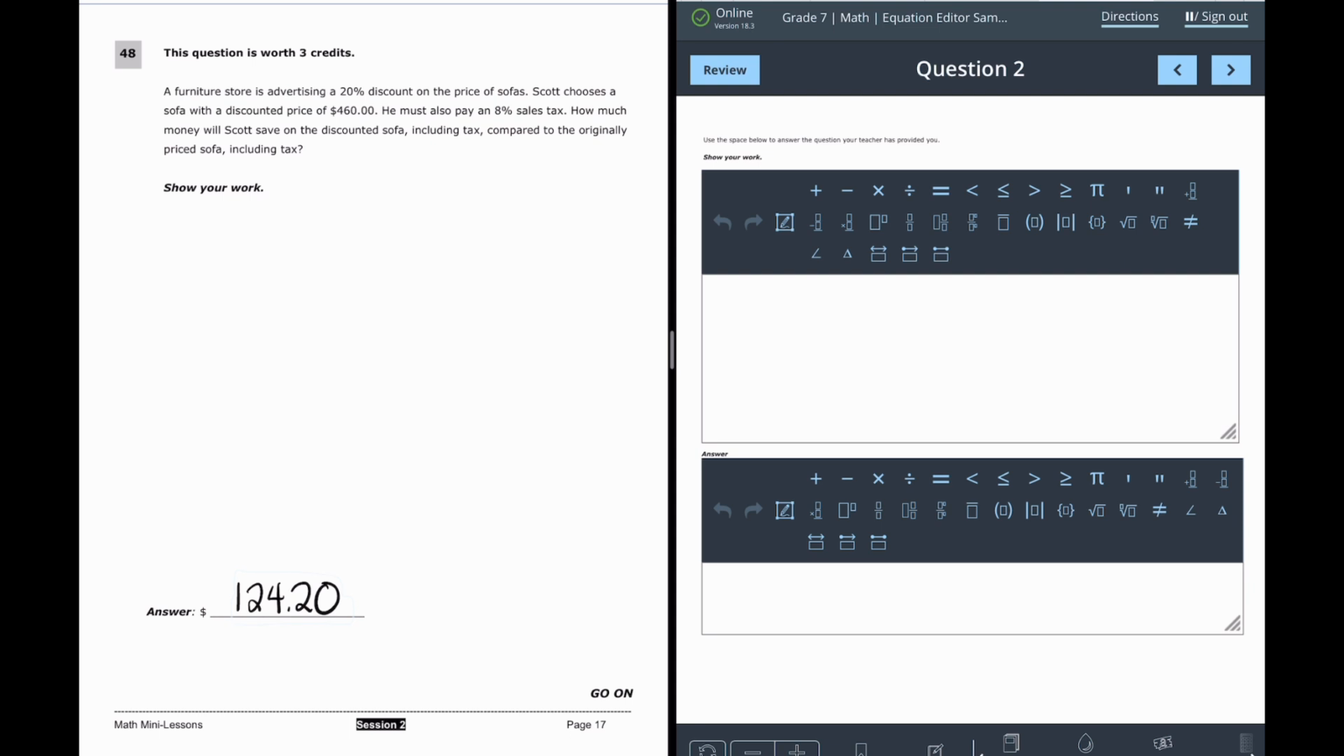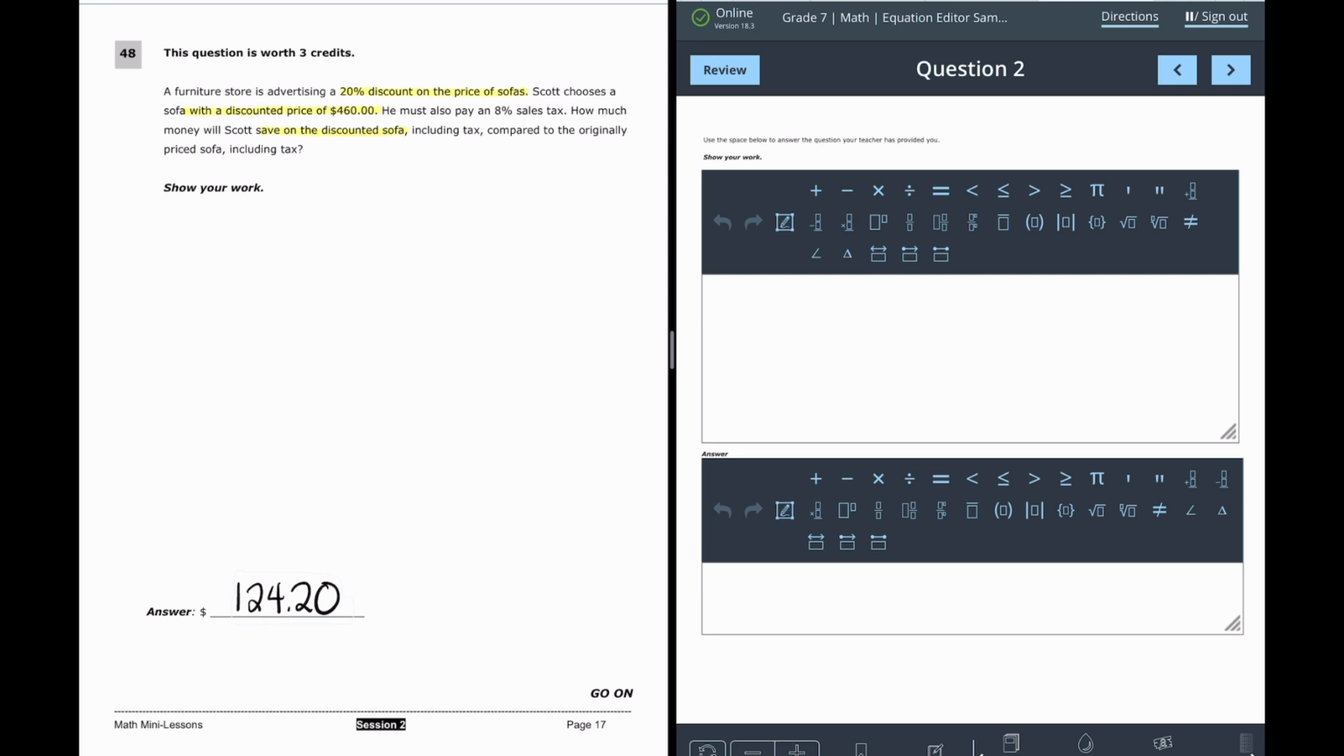But let's break this down. A furniture store is advertising a 20% discount on the price of sofas. Scott chooses a sofa that is with a discounted price of $460. He must also pay 8% sales tax. How much money will Scott save on the discounted sofa, including tax, compared to the original amount?